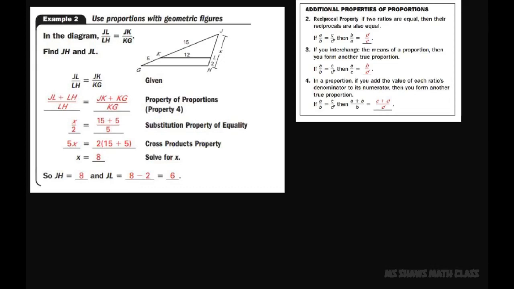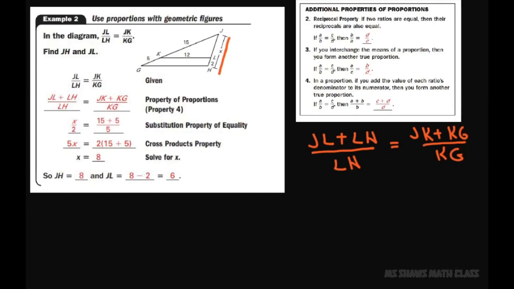Here's a diagram. We need to find JH and JL. So if we use the property of proportions, then we're going to say that JL plus LH, so this is this whole line here, is to LH as JK plus KG is to KG.